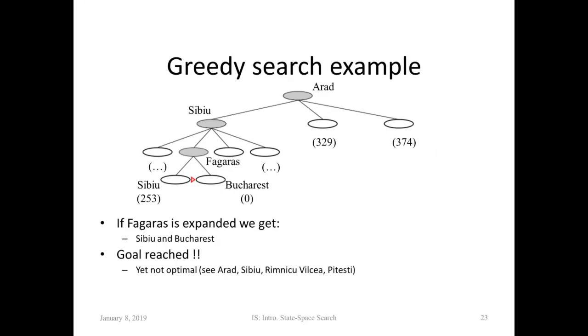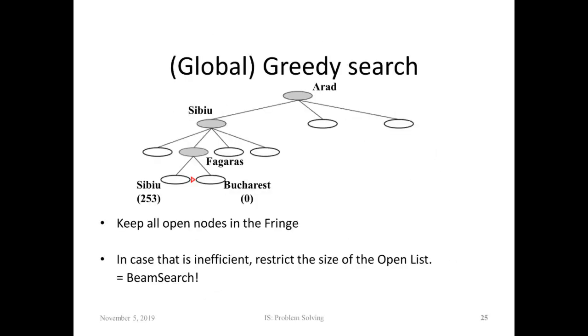So what you can do is to say I restrict my fringe only to a certain number of states. 5 states, 10 states. I always keep the top n ones in memory. And that basically reduces your memory problem. So we don't have to have an exponential number of states in memory anymore. But of course, now you're not optimal anymore and not even complete.